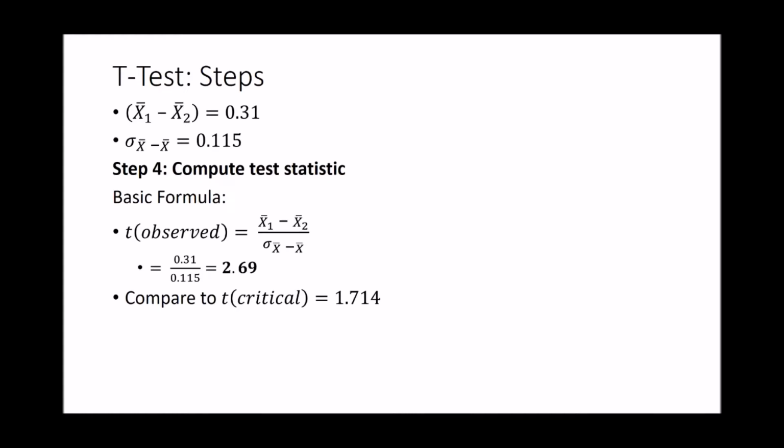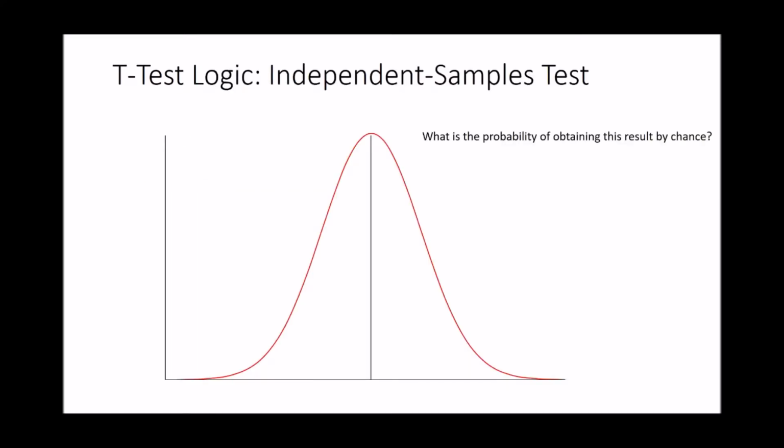Should be step 4C. We need to actually compute this test statistic. So we have our two components here, right? We have our numerator and our denominator. So our numerator is 0.31, denominator is 0.115, and we plug those in. What we get is 2.69. And so what we need to do here, this is our t observed value. We're comparing this to our t critical value, and this determines whether or not we accept the null or we reject the null, right? So we'll talk about that right now.